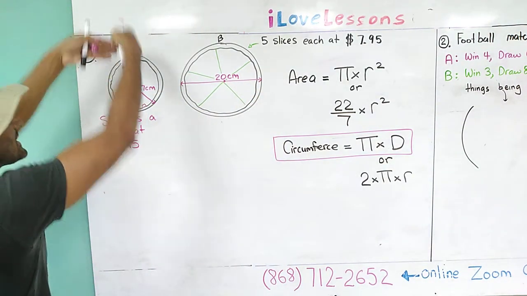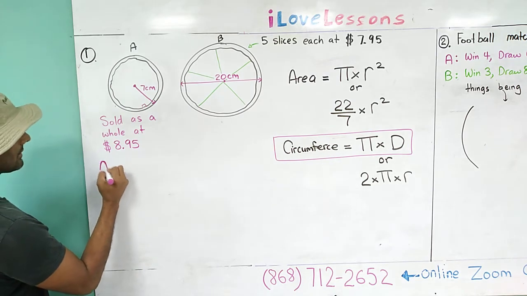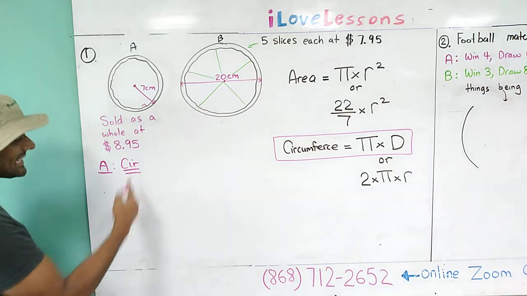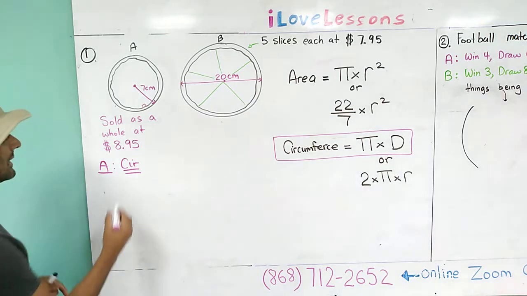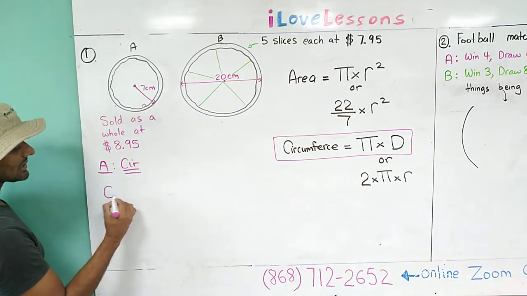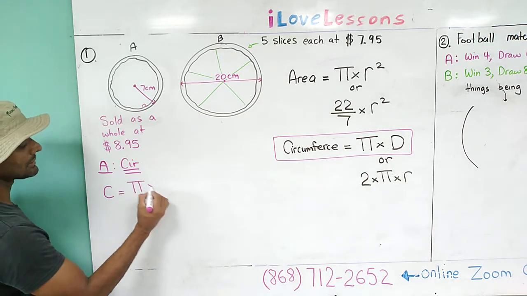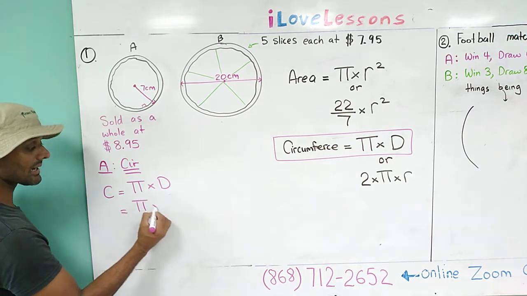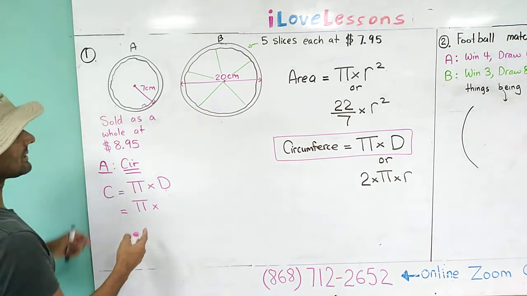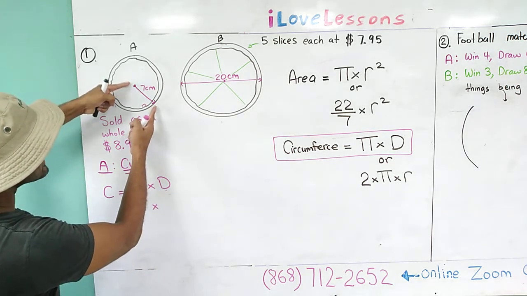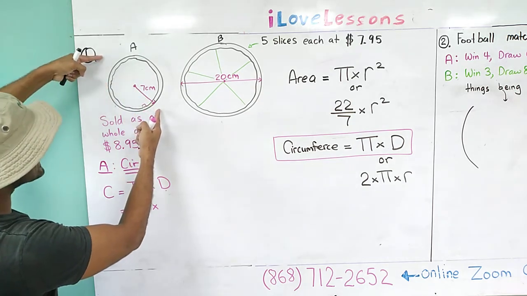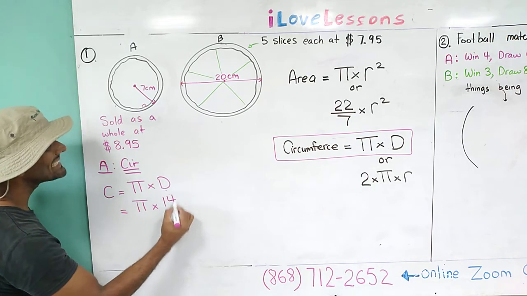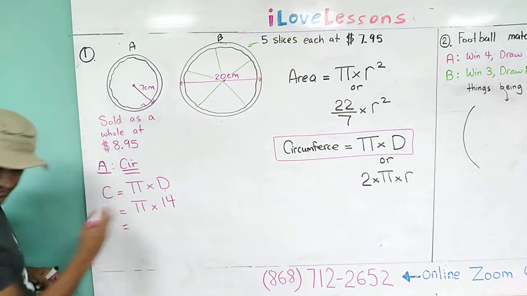So let's work out the circumference of A. Let's say the examiner asks you to find the circumference of A. CIR, I'm just abbreviating it. Circumference is pi multiplied by diameter. Pi is just a button on my calculator. How much is the diameter? Remember, this is the radius. The diameter is twice the radius. So the diameter is actually 14. Let's work that out.